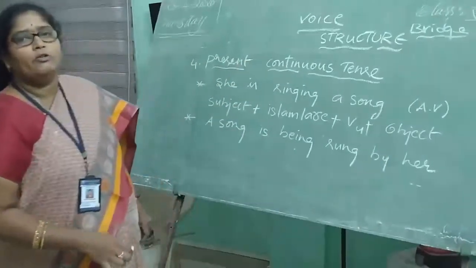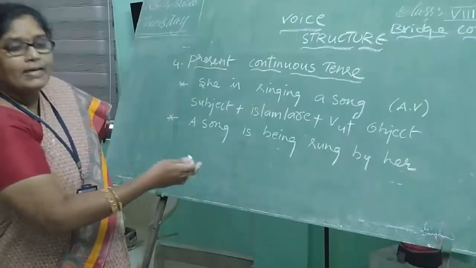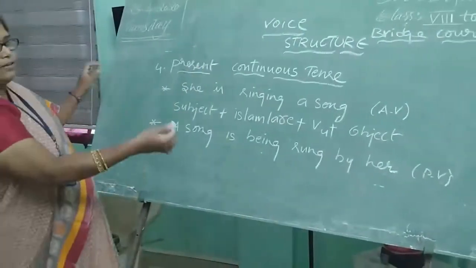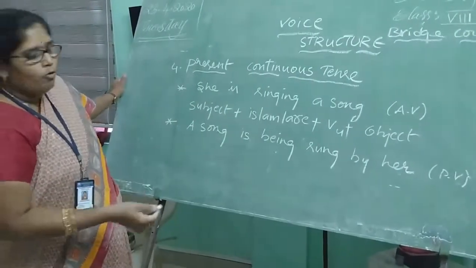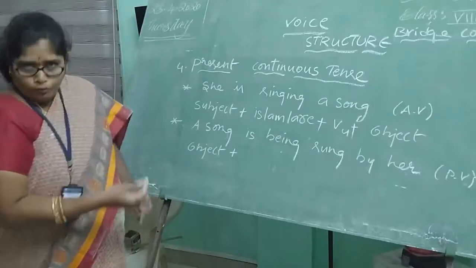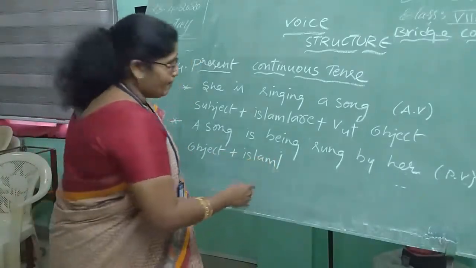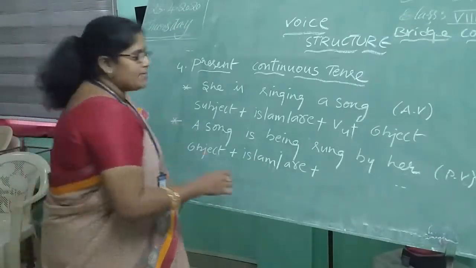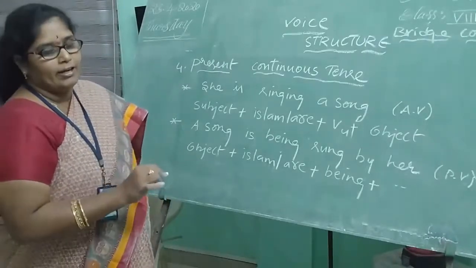and she changes into her. Okay, a song is being sung by her. We have changed the present continuous tense from active voice to passive voice. Now let us write the structure. Object plus helping verbs, present tense helping verbs is, am, are. Next, being plus, for continuous tense, being is a must, children.